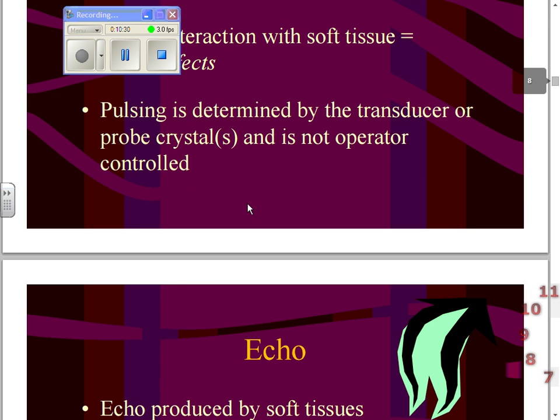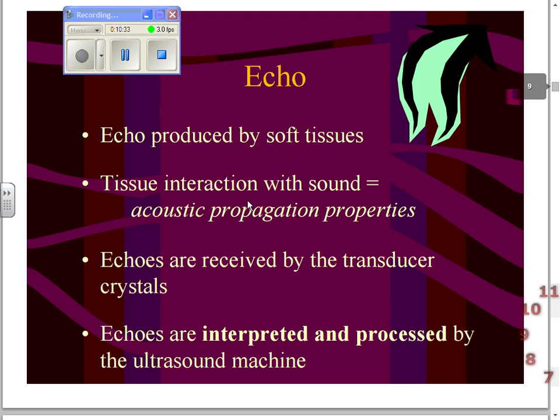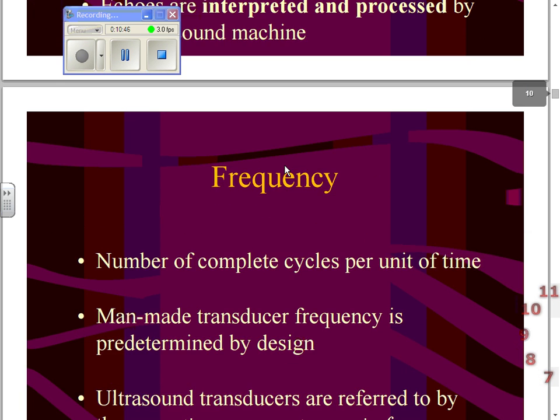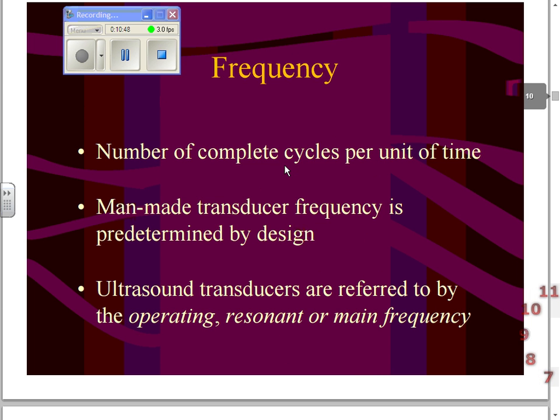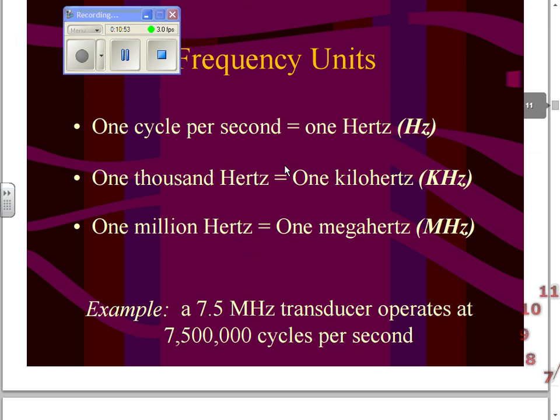Now, so you get these echoes by soft tissue, and the good thing is that the soft tissue does produce enough echo for the transducer to pick it up and make the image that we're after. We know about frequency, I don't need to talk about that. And that talks about types. 1 cycle per second is a hertz, 1,000 is a kilohertz, 1,000,000 is a megahertz. So a 7.5 megahertz transducer means 7,500,000 cycles per second.